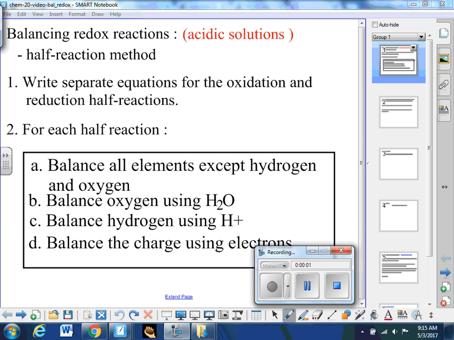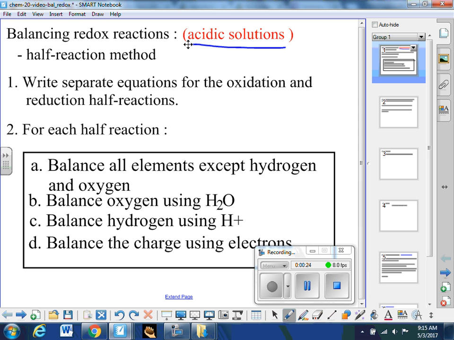This lesson is on the balancing of redox reactions in acidic solutions and basic solutions. We will do acidic solutions first. You always write the separate reactions for the oxidation and reduction half reactions first. You don't really need to decide which one is the oxidation half reaction and which one is the reduction half reaction first. They will identify themselves as you balance the half reactions.